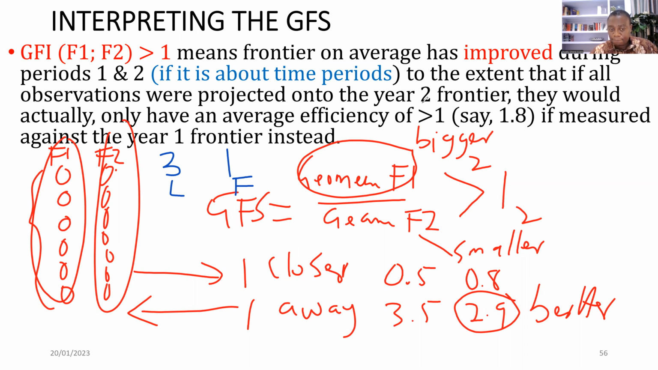So for an output orientation, the 3 will mean the foreign companies outperform the local companies by 300%. Are you sure?